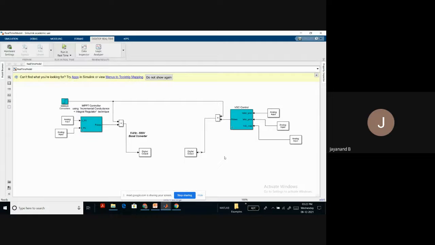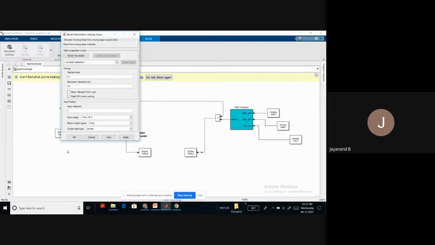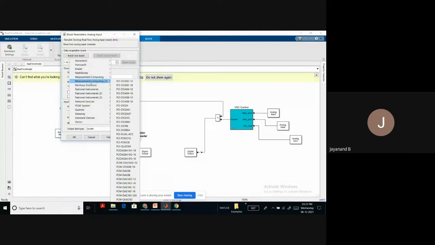Yeah, this was the model for real-time Windows. So if you put blocks of this desktop environment, one more menu will come here, Desktop Real-Time, right? You just click on any analog block and it will ask for the board, right? So you press Install Board. It will list out all the supported boards, right?